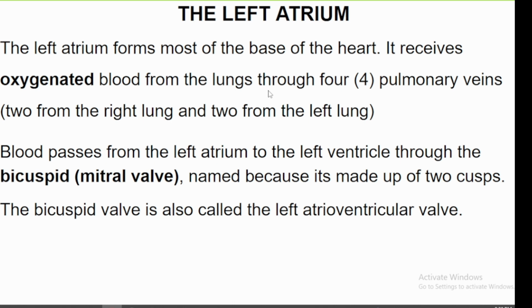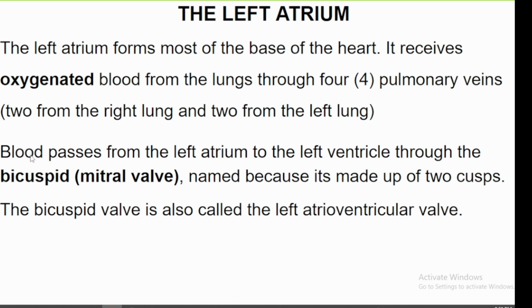So if you meet a question, all veins carry deoxygenated blood except dash, and they put the carotid vein, pulmonary vein, jugular vein, and the rest, you should know the answer to pick. That is why you're here. So the left atrium receives oxygenated blood from the lungs through 4 pulmonary veins, 2 from the right lung and 2 from the left lung.